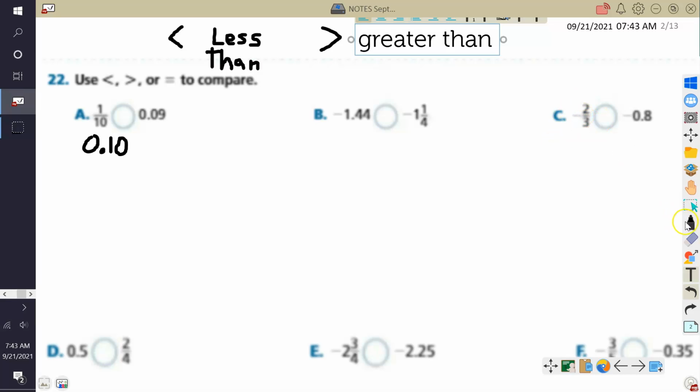So look through those, change these. Negative 2/3, I know we haven't talked about that one. You would say negative 0.6666. That's a repeating decimal. It keeps repeating. So how does that compare to negative 8?